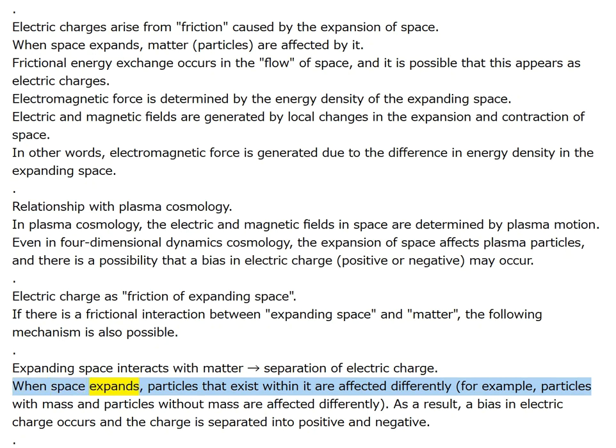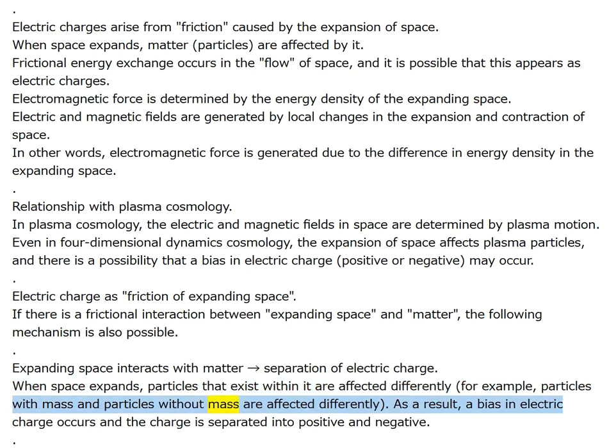When space expands, particles that exist within it are affected differently. For example, particles with mass and particles without mass are affected differently. As a result, a bias in electric charge occurs and the charge is separated into positive and negative.